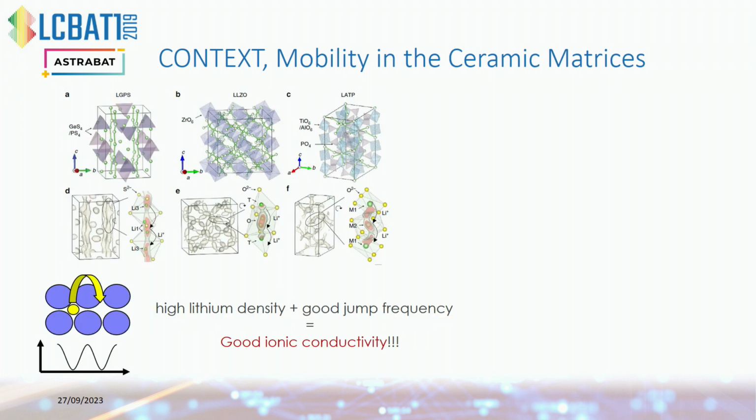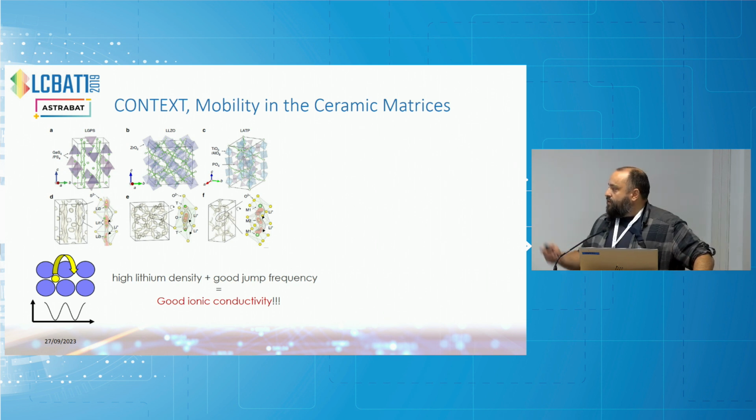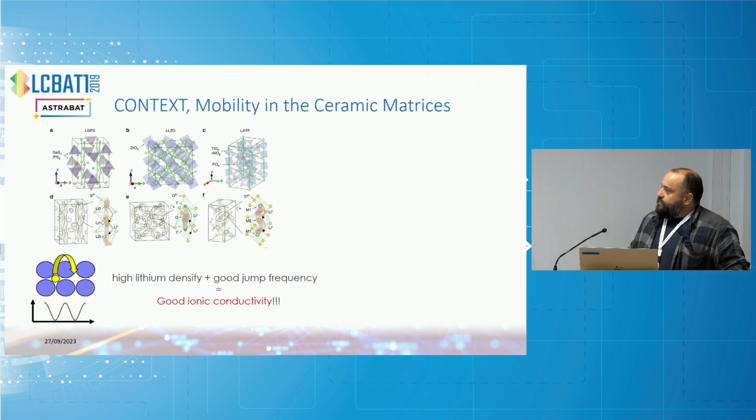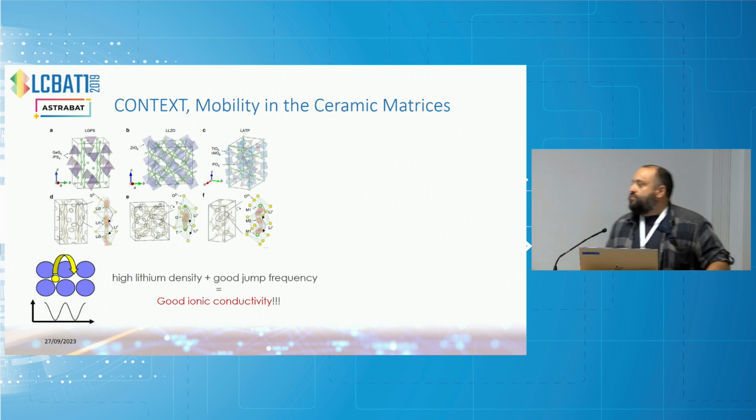For the ceramic matrix, we don't have the same displacement of lithium in the domain. We can imagine that lithium jumps into void sites in the ceramic, and we have a conductivity path for lithium here. So we can have a higher density of lithium in ceramic, maybe 14 mole per meter square. And we have a good jump frequency, so a good diffusion of lithium in the ceramic.